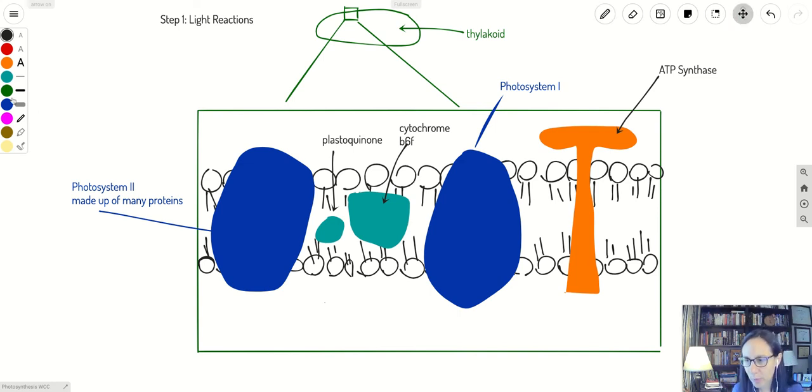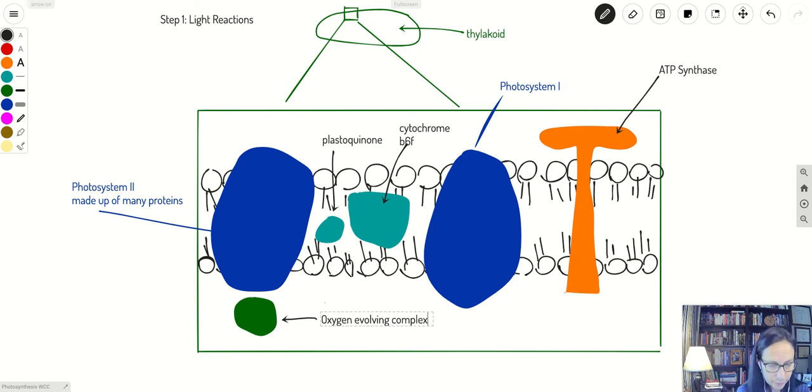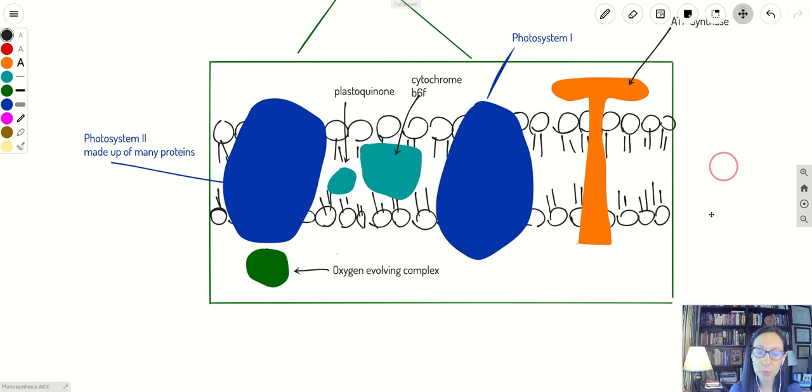Okay, actually, there's one more I need to add, and it's down here. And this one is called the oxygen evolving complex. It goes down here underneath photosystem 1. Hang on here. I need an arrow. There we go. Okay, this is called the oxygen evolving complex. Okay, so now we have all our players, and now we're going to get into the story.